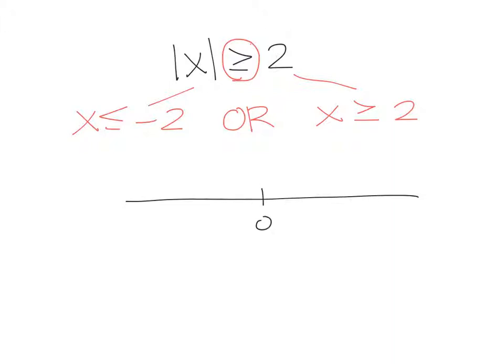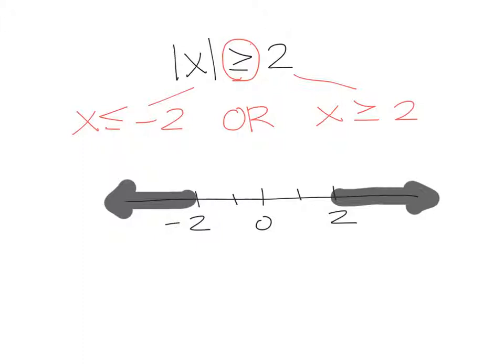Zero goes in the middle of our number line. Positive 2 goes on the right. Negative 2 goes on the left. Now in this scenario, we want x's that are smaller than negative 2, so that would be to the left of negative 2. Or we want x's that are larger than positive 2, so that would be x's that are to the right of 2.